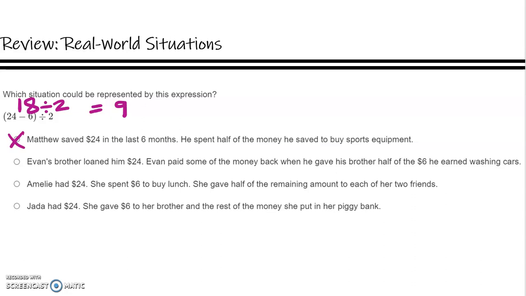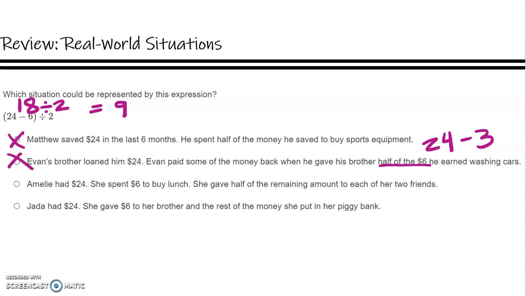B, Evan's brother loaned him $24. Evan paid some of the money back when he gave his brother half of the $6 he earned. So if he had $24 and he paid some of it back, that means he would give half of the 6. That would be 24 minus 3. Okay, so that doesn't really make sense either. That would not be a total of 9.